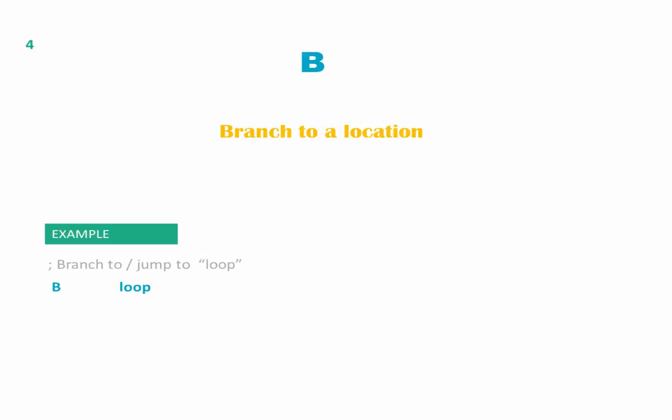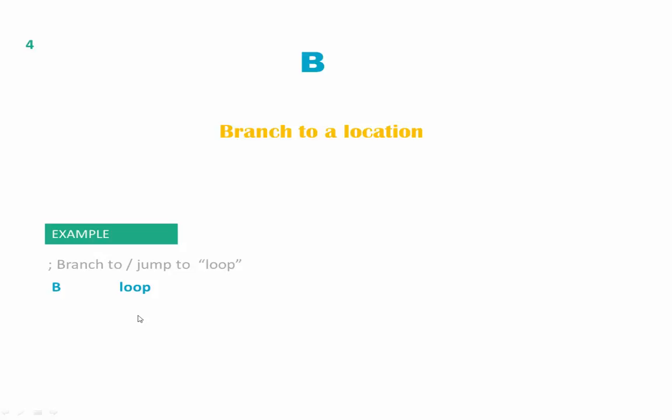And the next one, instruction number 4, is the B instruction, and what this means is branch to a location. An example of this is B loop, and you should know this word loop is not a reserved word. It's a word that we give. It could have been B turn on or B go, B stop. This one branches, or jumps, to loop.